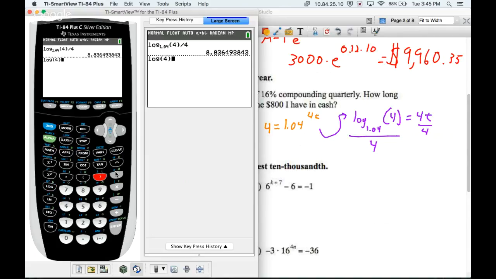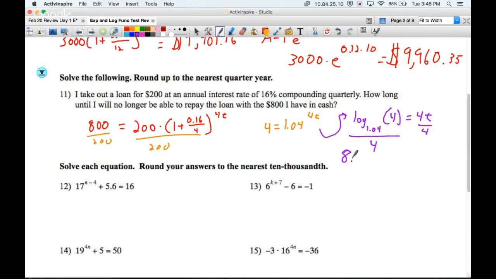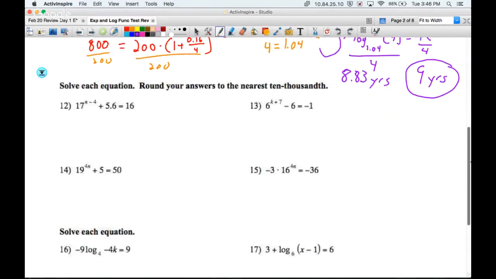If I've got an older calculator, I have to use a change of base formula, so I want to do log of 4 divided by log of 1.04. This is going to give me the top part of that fraction, divide that by 4, and we get the same number, 8.83 years. So when it compounded at 8.75 years, we did have enough cash. It's at 9 years is where it exceeds the $800 in cash that I have. We have to wait another compounding period.